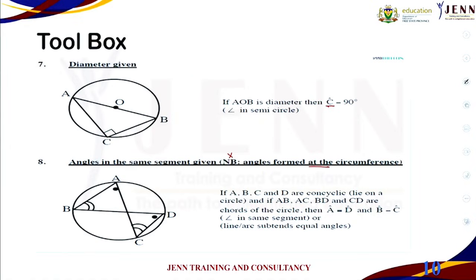So if A, B, C, D are concyclic, which means these points lie on a circle, and AB, AC, BD, and CD are chords of the circle, then we know that angle A is equal to angle D, and angle B is equal to angle C. Angles in the same segment. Yes, we are still on our toolbox.